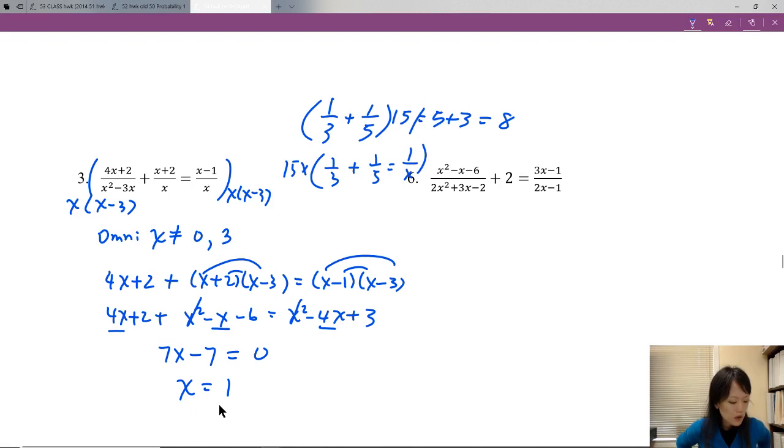Okay, now is 1 allowed? Yeah, it satisfies the domain restriction. So the answer is just 1. Done. Okay, next one. Let's try one other one here.